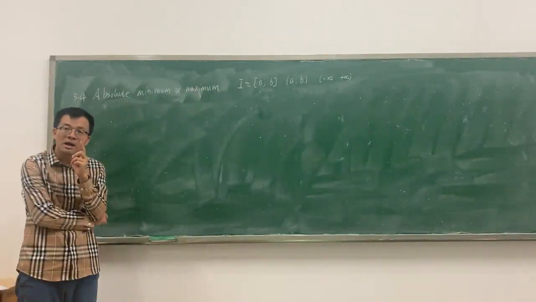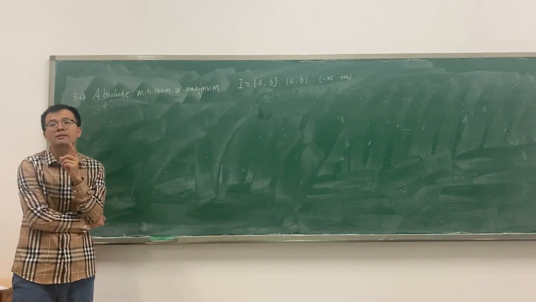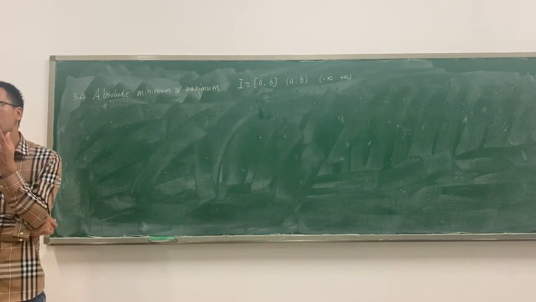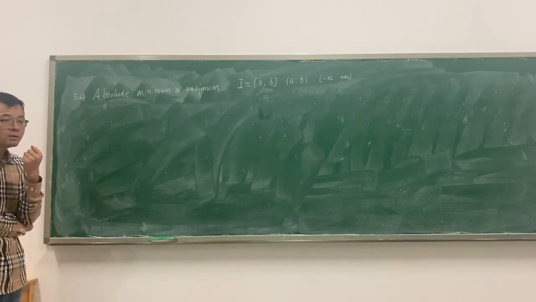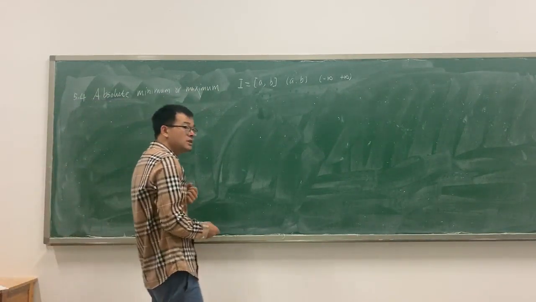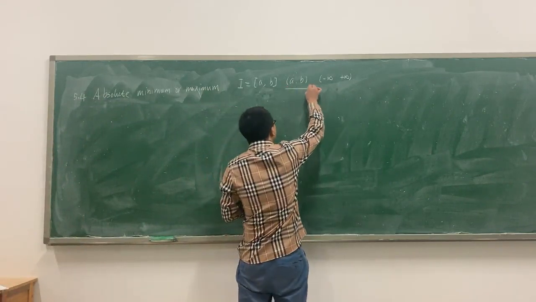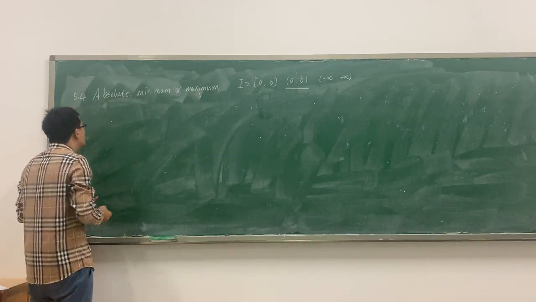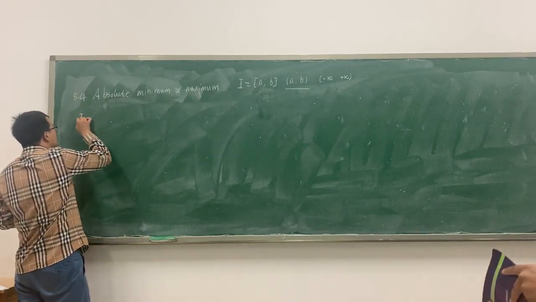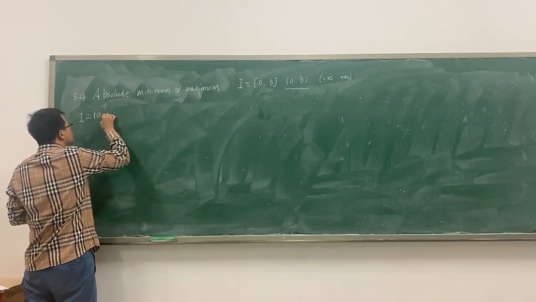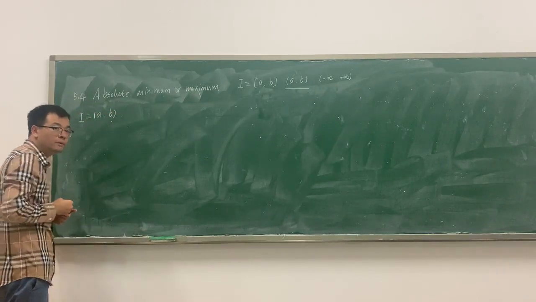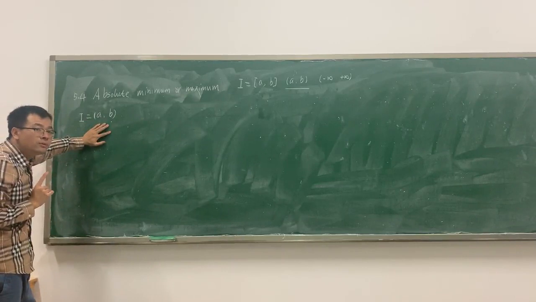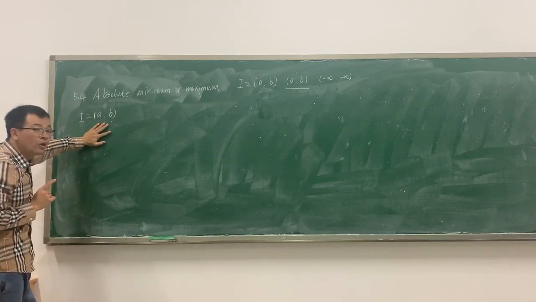And the minimum must take place at the critical points or at the endpoints. Okay, so now let's see the second case, when the interval is an open interval. So here we see when I is equal to an open interval. For this case, we give 4 examples.